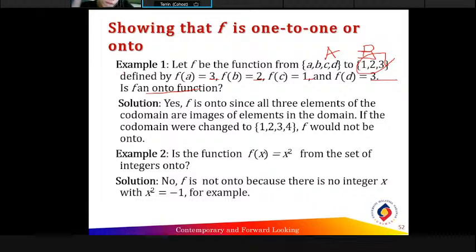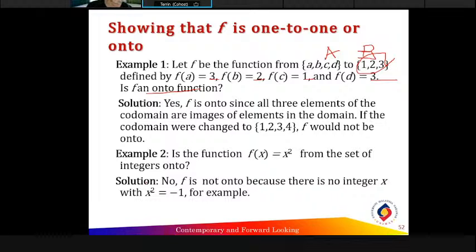Is the function f(x) equals x squared from the set of integers onto? The solution, of course, we know is no. f is not onto because there is no integer x such that x squared equals -1. The other way to attempt questions like this is to sketch a graph of it.